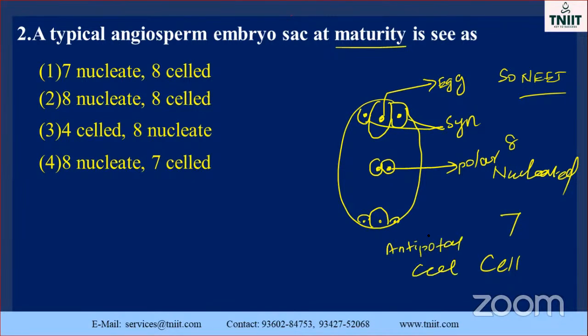Okay, cells. So a total mature embryo sac contains how many nuclei? See that: 1, 2, 3, 4, 5, 6, 7, 8. Eight nuclei, but it is considered a single cell only. So 7 cells. So which is the answer? 7 nuclei will not come. 8 nuclei will come, but they told 8 cells. No, it will not be like that. So this is the correct option.